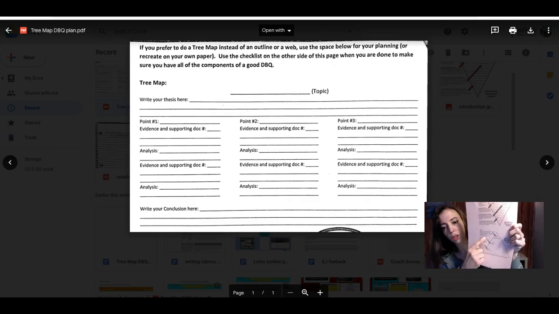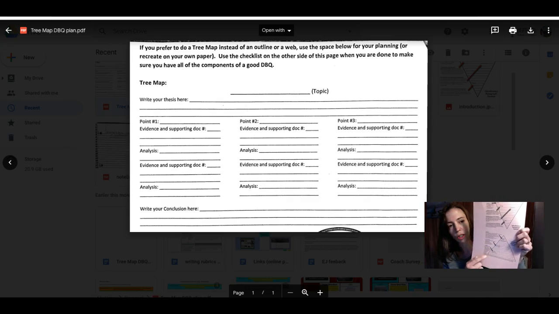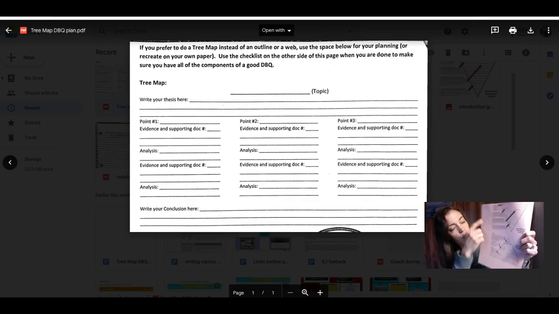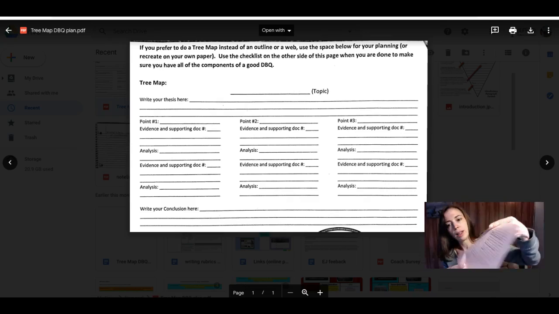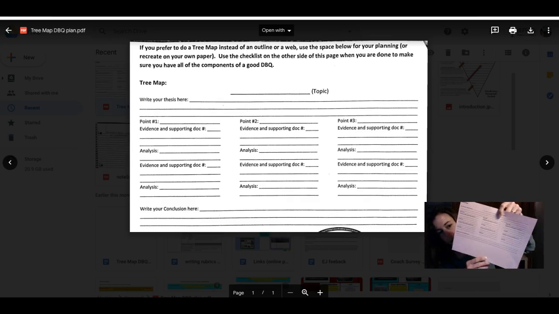Now, if this space is too itty bitty and you need to attach an additional sheet of paper, please go ahead and do that. There's no problem with that. But you can use this extra space around in the margins. I shrunk this down a little bit so you'd have extra space. So you really could just use this paper. And then on the other side, ta-da, you have the same tree map.